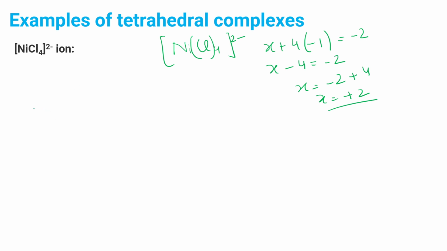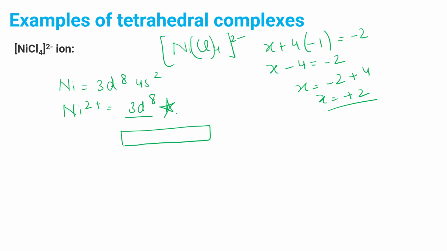Okay. So nickel, what is its electronic configuration? It is 3d8 4s2. What will be the electronic configuration if it is at a charge of plus 2? It will be 3d8. But how will the electrons be filled if no ligands are present? 1, 2, 3, 4, 5, 6, 7, 8. 4s vacant, 4p vacant. 3d8, 4s0, 4p0.